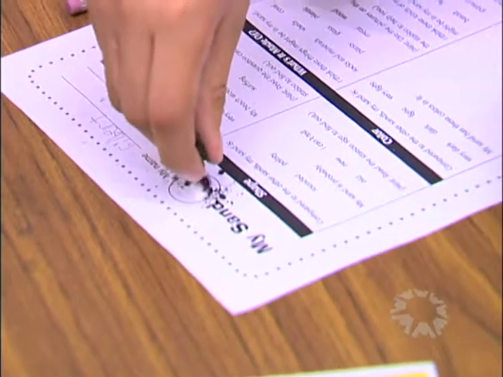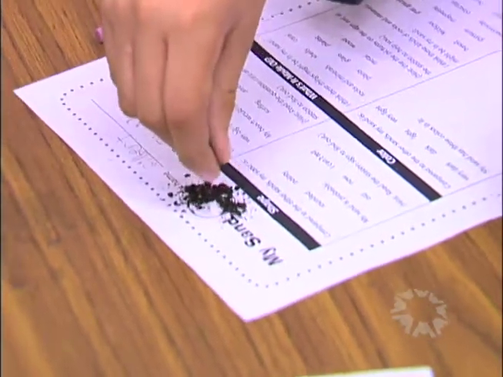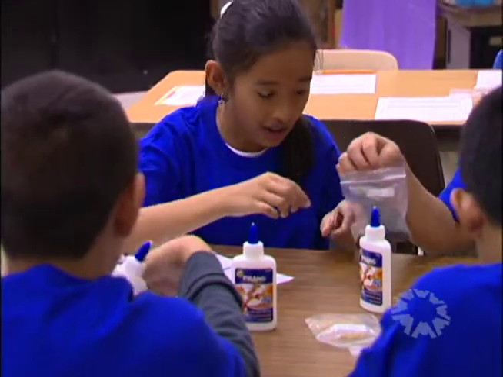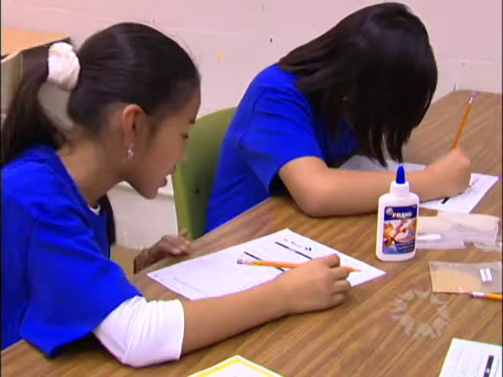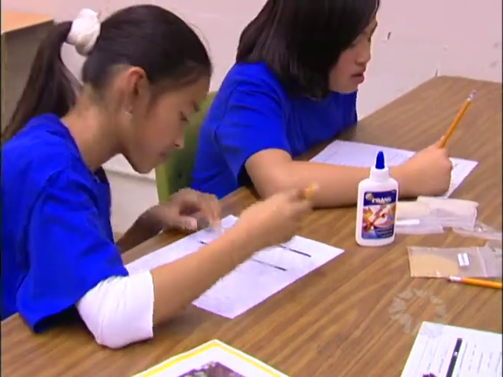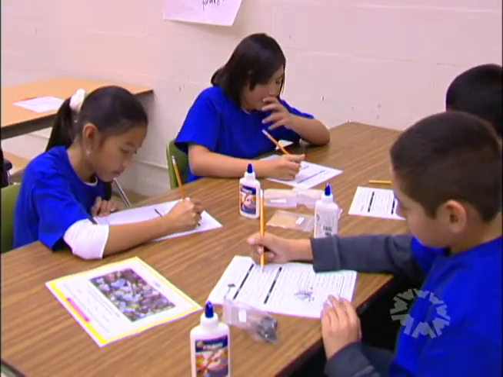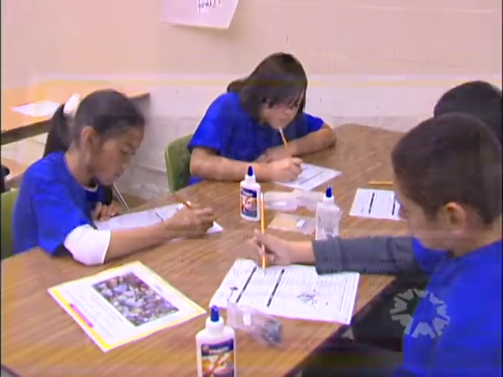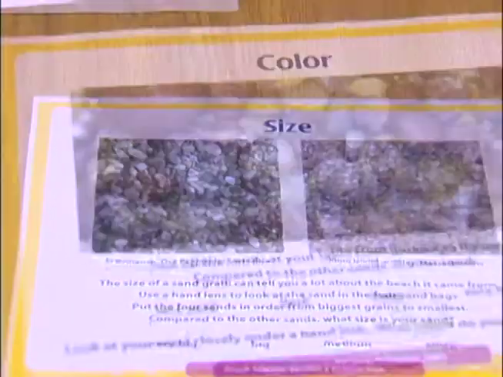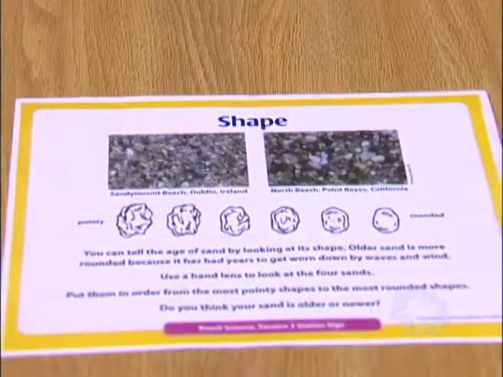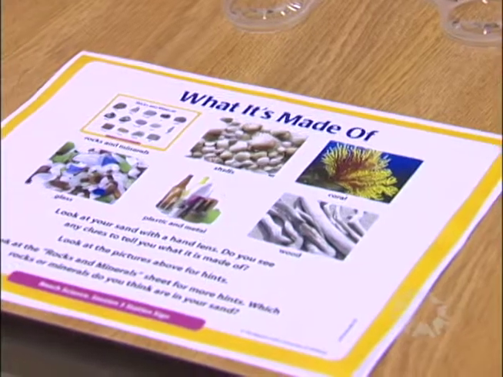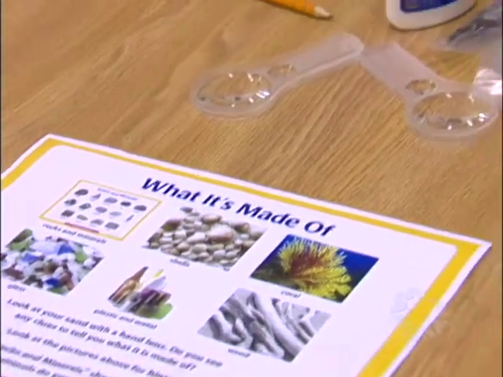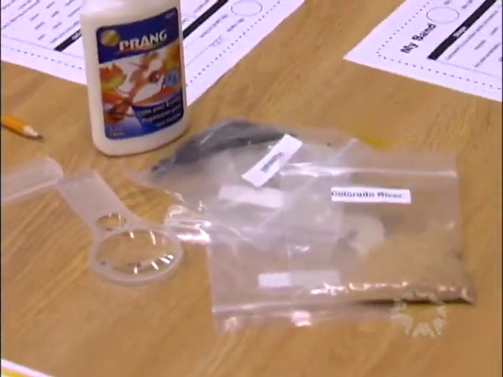In the next session, the children investigate these sands again. Working in pairs, they each complete their own My Sand sheet by visiting 4 learning stations. They can visit them in any order, and each station's sign tells them what to do. They discover that the size, color, shape, and what sand is made of can be clues to the history of a beach. The session guide tells you exactly what you need to place at each station.